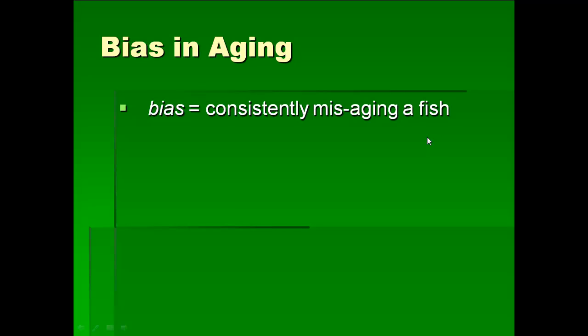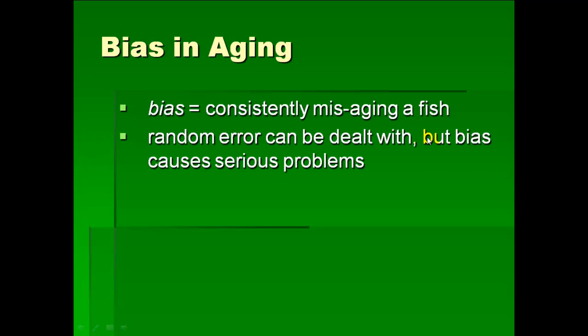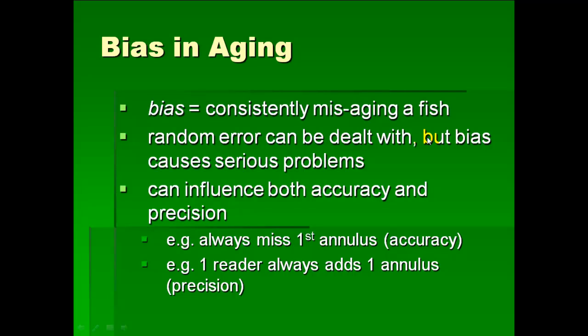But in reality, it's much more common to find a bias where you consistently misage a fish in a particular way, and that can have very negative consequences. Random error can be dealt with, but bias causes serious problems, and so we want to avoid bias. It can influence both the accuracy and the precision.